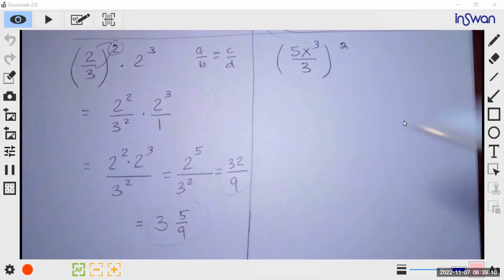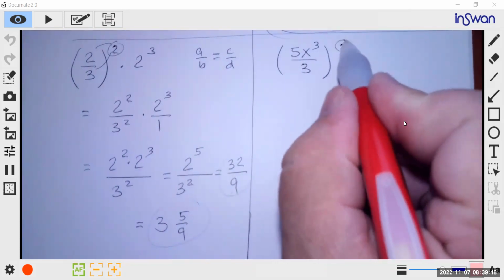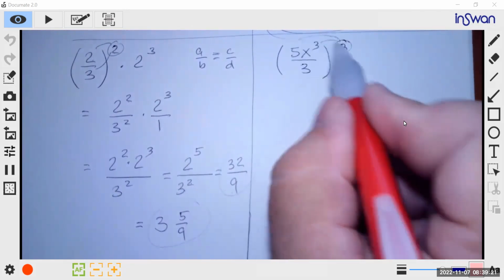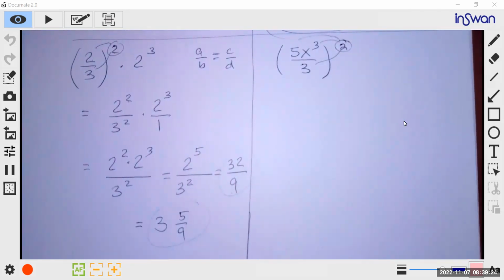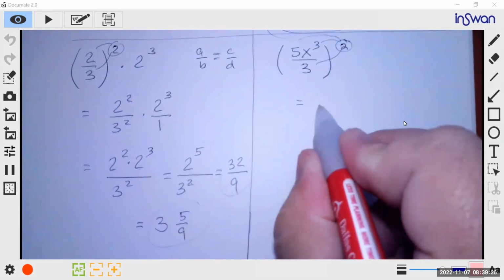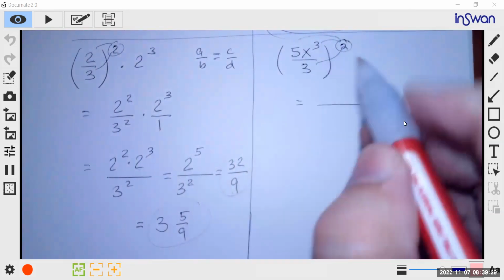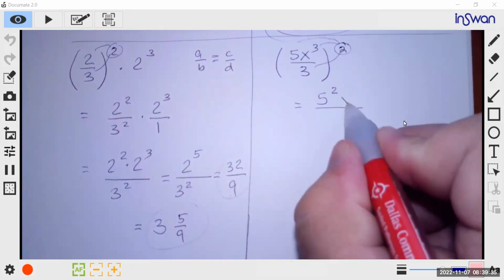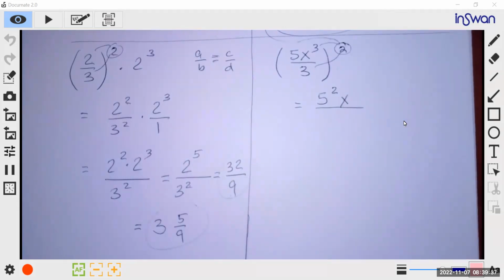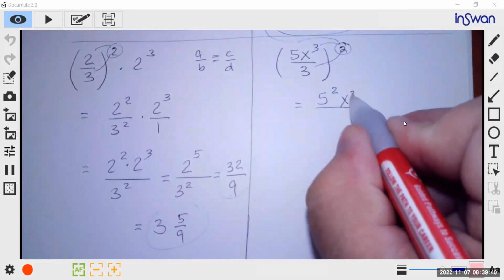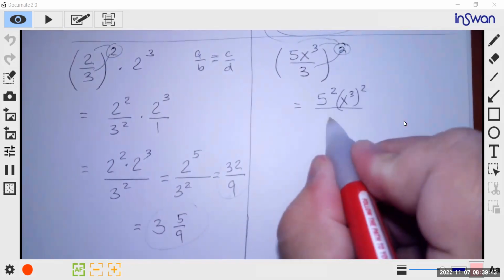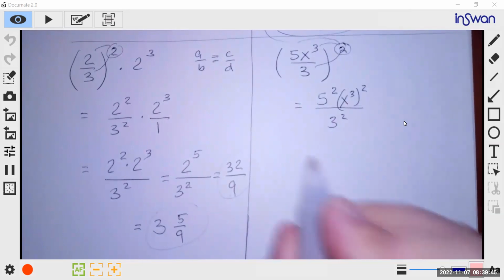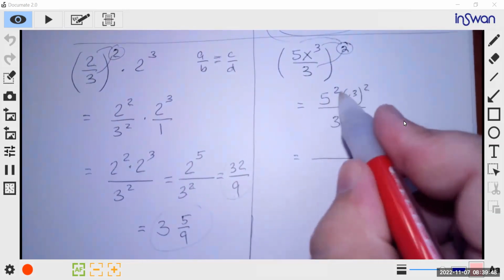Can anything be done inside the parentheses? No. So let's get rid of the parentheses. What do we do now? Yeah, distribute the exponent to each term inside there. So the 5 becomes 5 squared. What does the x become? And 3 squared.